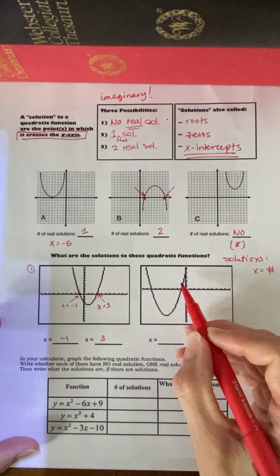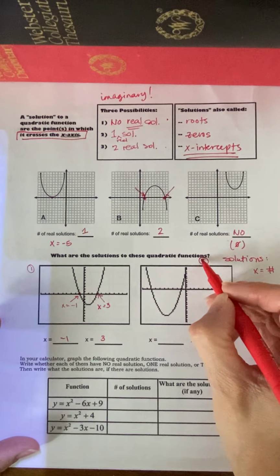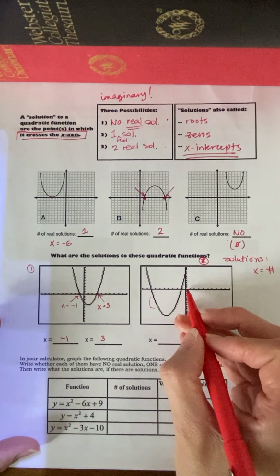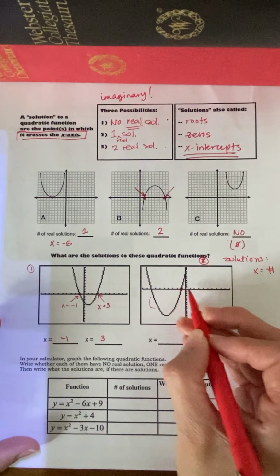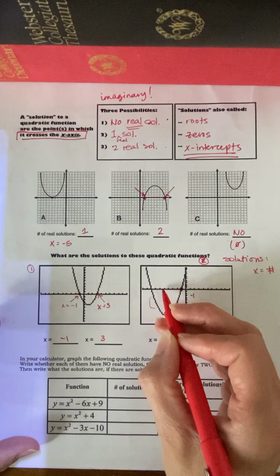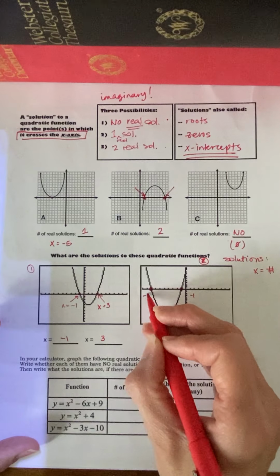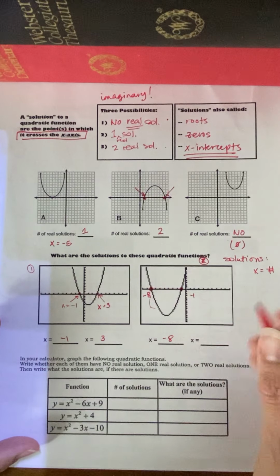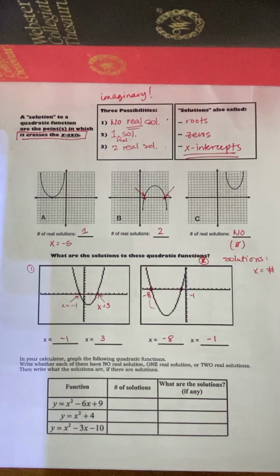Okay, now in number 2, oops, sorry. So I have a solution right here at negative 1, then 2, 3, 4, 5, 6, 7, 8, and then right here at negative 8. So my solutions are x equals negative 8 and x equals negative 1.